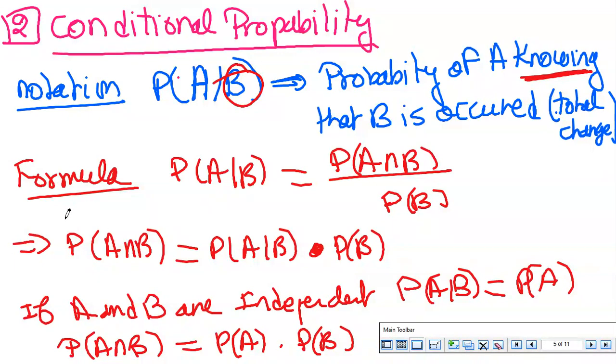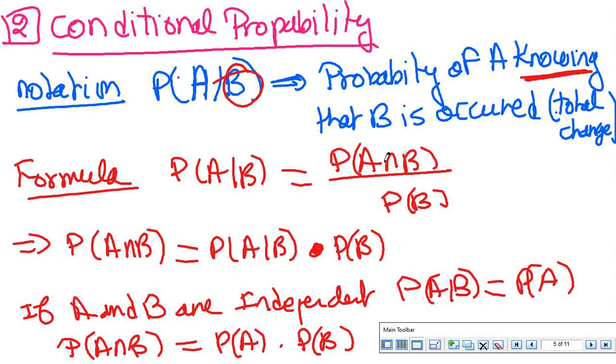Now, sometimes you can solve an exercise using a formula, sometimes without the formula. But the formula of P of A slash B is P of A intersection B over P of B. Also, if you cross multiply, you can get the formula of the intersection: P of A slash B times P of B. Now, if A and B are independent, it means there is no relation between A and B. So A can occur without B occurring. So P of A slash B is P of A. So in this case, the probability of the intersection is P of A times P of B.